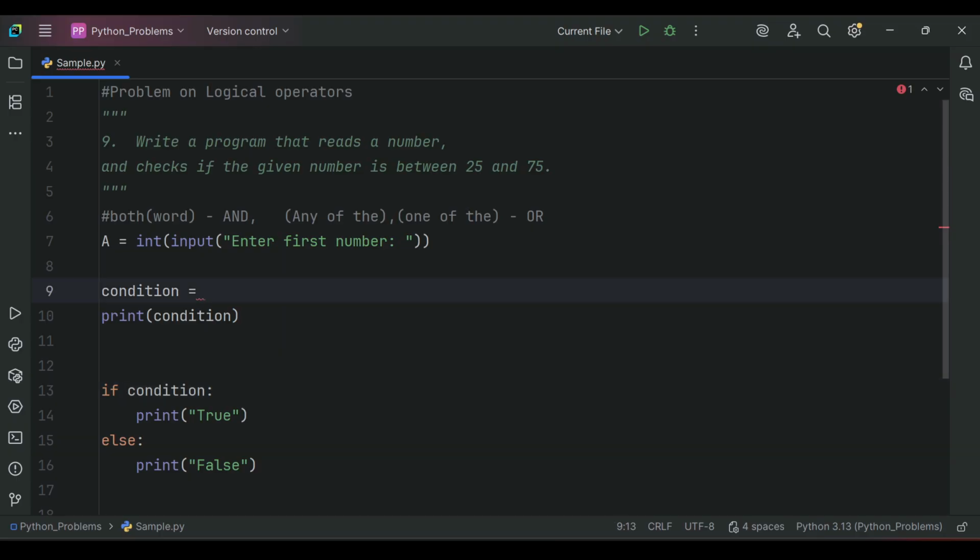The given number is between 25 and 75. What is the meaning of that line? Between 25 means the number must be greater than 25, and between 25 and 75 means greater than 25 and less than 75. This is the condition, friends. Actually here we have only one condition.